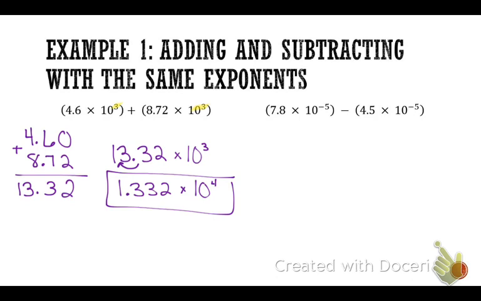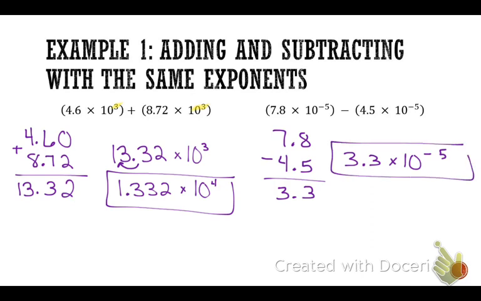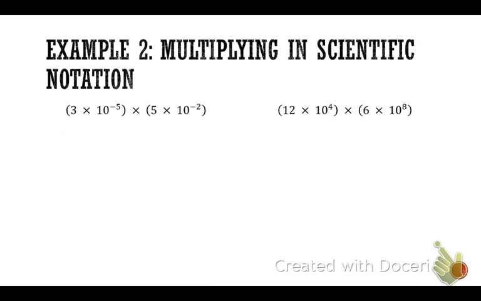All right, so 7.8 minus 4.5. Don't you love it when you subtract and you don't have to carry? Yeah. All right, you just bring them down. 3.3 times 10 to the negative 5th. Miles, do I need to do anything else to this problem? No, I don't, because my number is in the correct range. It's greater than 1 and less than 10, so I'm good. I am done with that problem. All right, questions? Okay, let's move on.